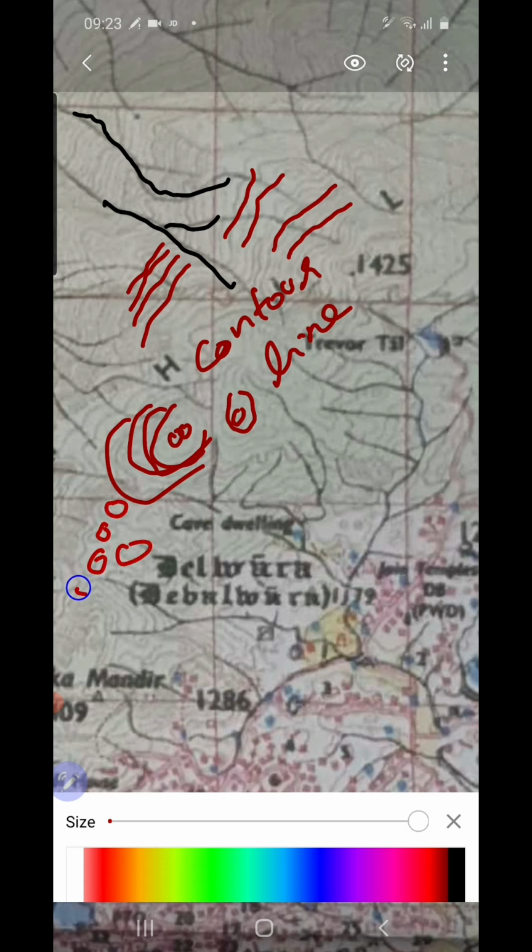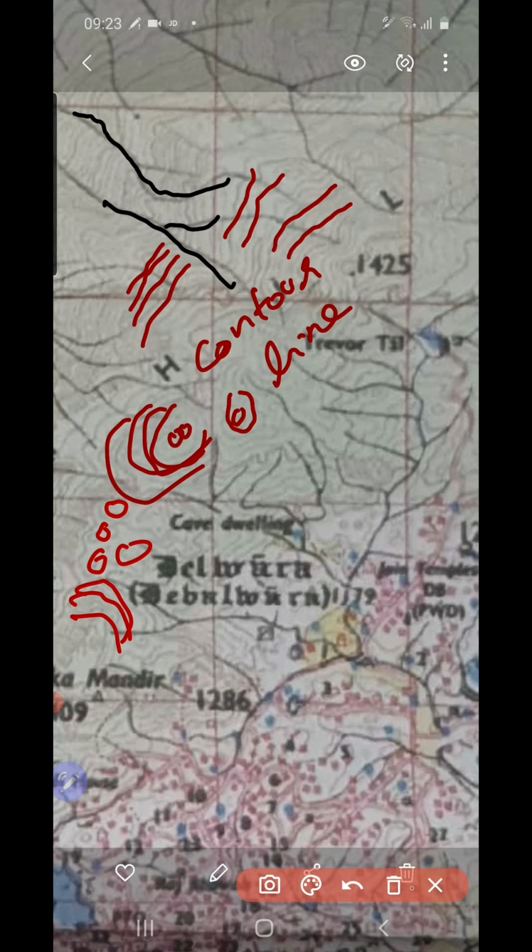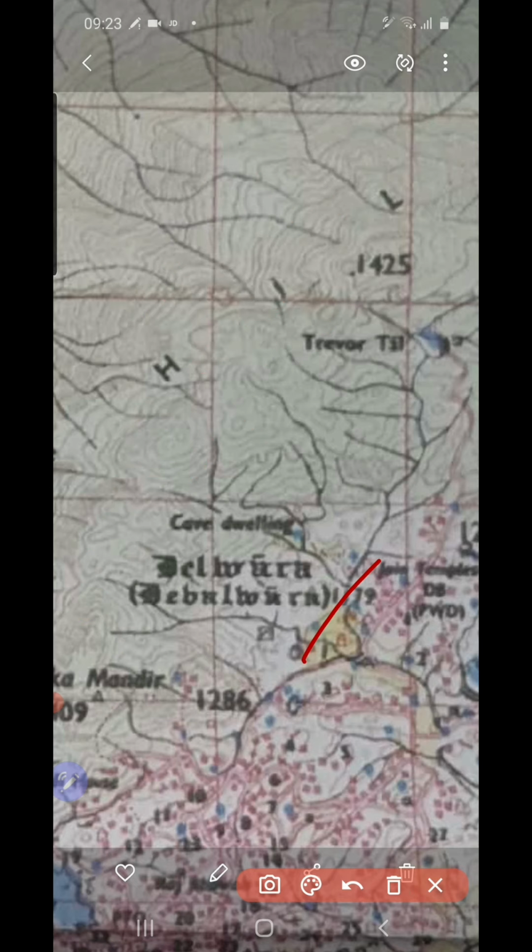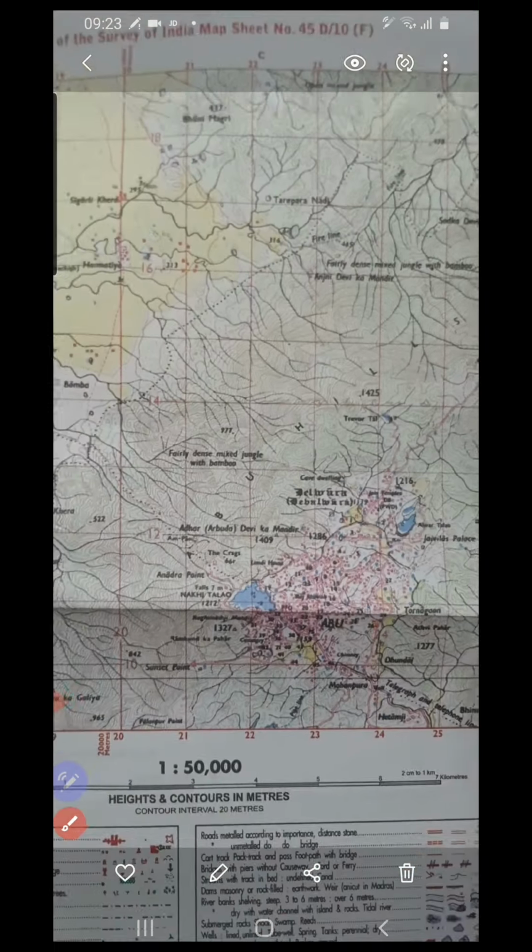Okay, now what is the use of this contour line? Observing this contour line, you understand the shape of the landscape, whether it is a mountain, a plateau, or a hill. You can also make out the slope of the land. How can you make out the slope of the land? Let's see whether we can make out from this map or not.